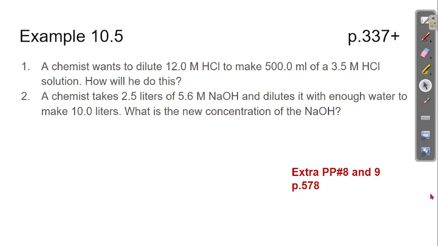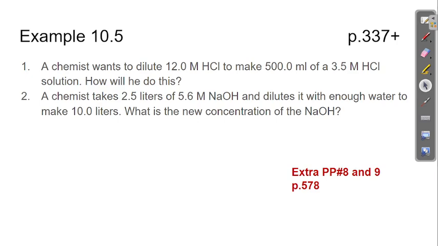Page 337, example 10.5. A chemist wants to dilute 12.0 molarity hydrochloric acid to make 500 milliliters of a 3.5 molarity hydrochloric solution. How does he do this? Second section. A chemist takes 2.5 liters of 5.6 molarity sodium hydroxide and dilutes it with enough water to make 10.0 liters. What is the new concentration of the sodium hydroxide?